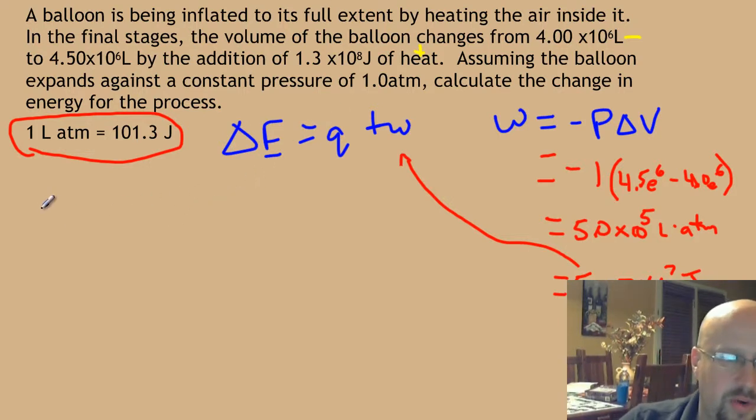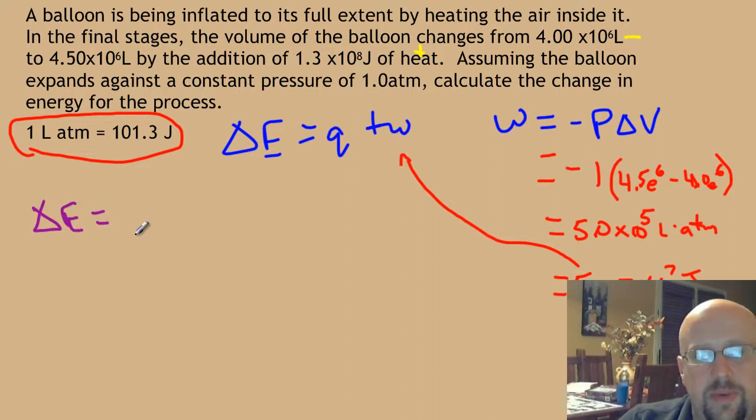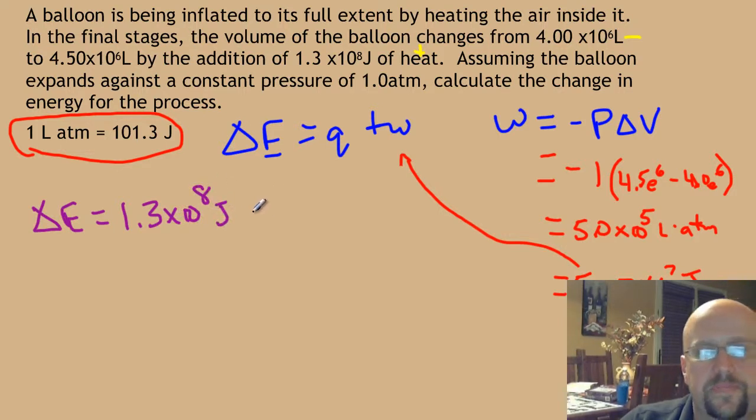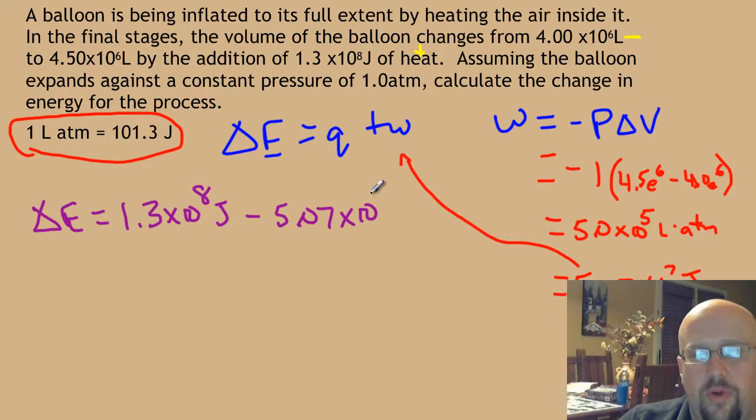So I'm going to rewrite this over here where I've got a little bit more room. Delta E, or TPE as the case may be. So my heat is 1.3 times 10 to the 8th joules, and then I'm subtracting my work. Remember, again, I'm subtracting the work because the system is doing work, and so therefore the work is flowing out of the system.